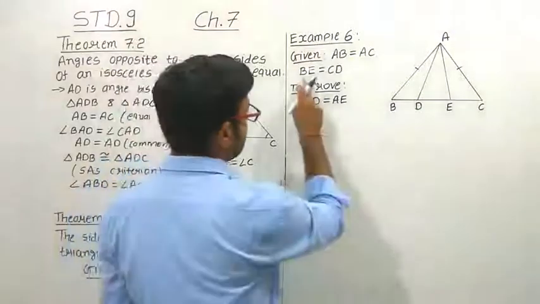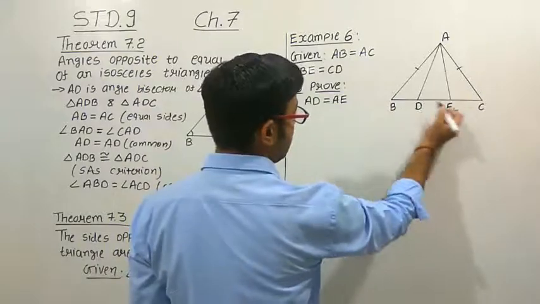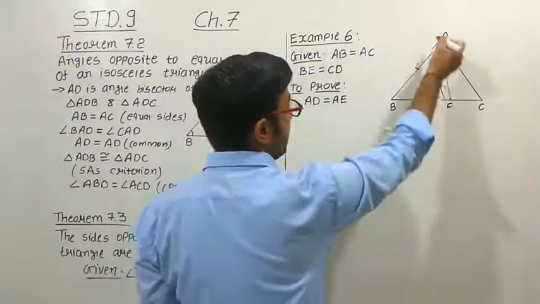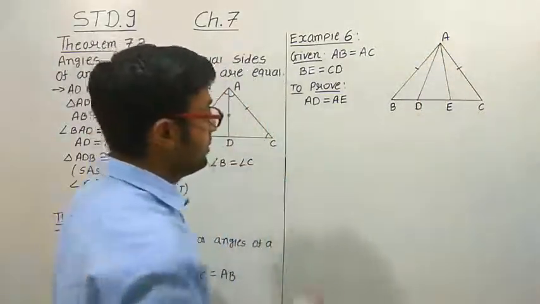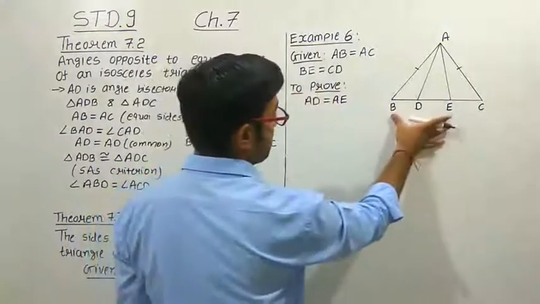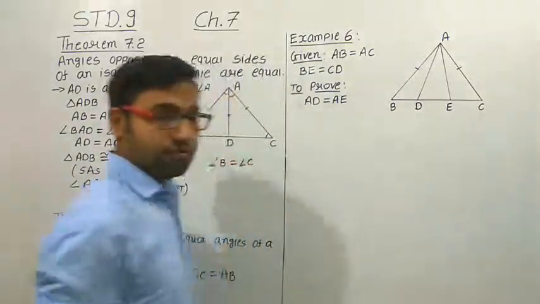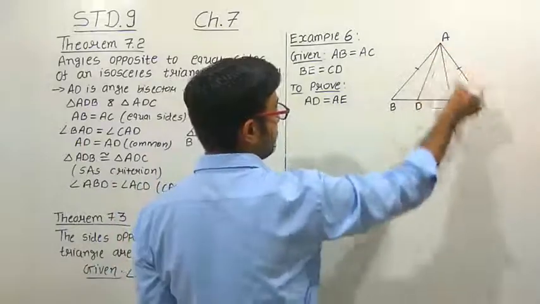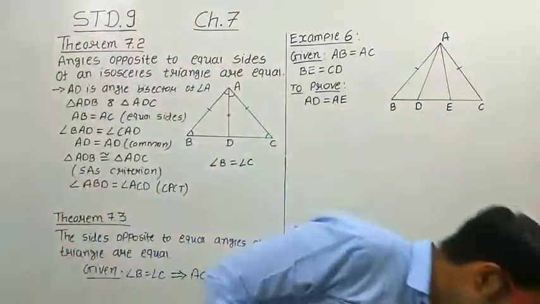One more thing we are given is that two points are on the side BC. One point is D, another one is E. So when we join A with D and A with E, we get two more lines on this side BC. Now one more thing we are given is that BE, that means B to E, is equal to CD. And what we have to prove is that side AD is equal to side AE. Okay, so let us solve it.